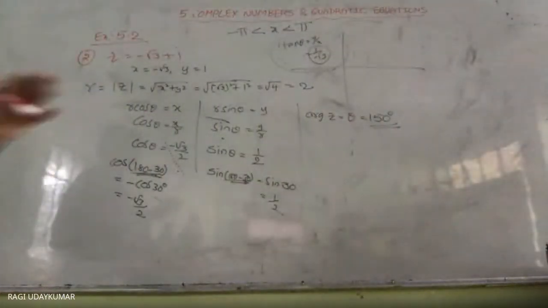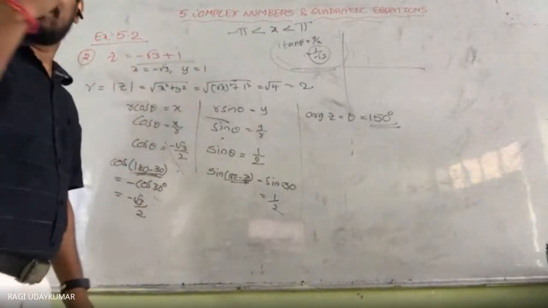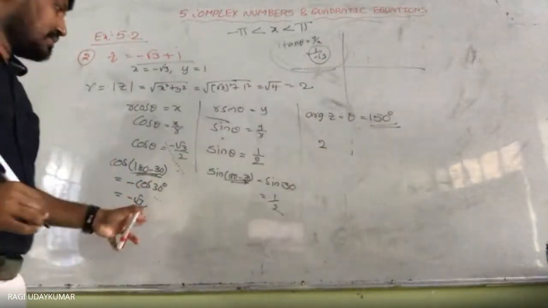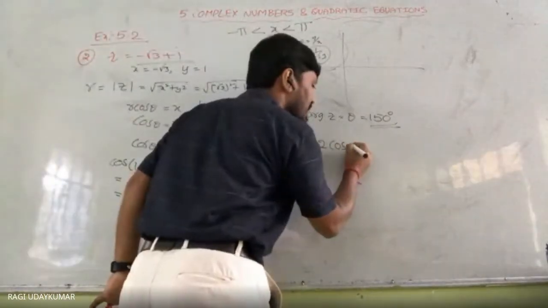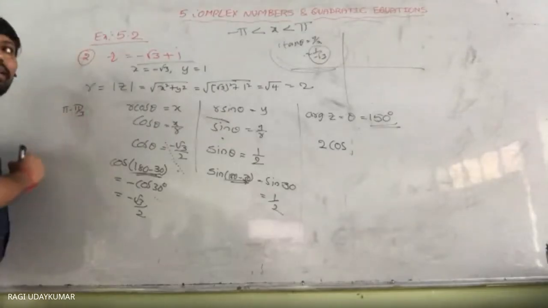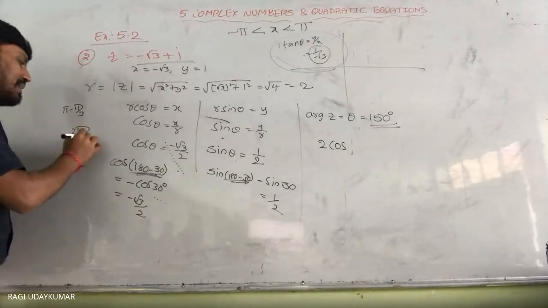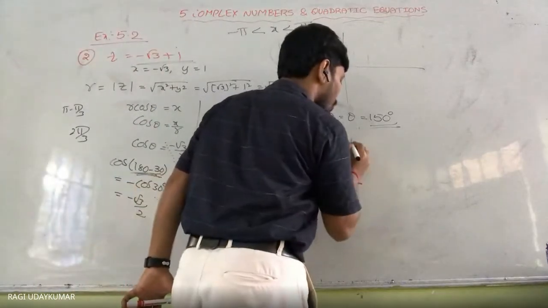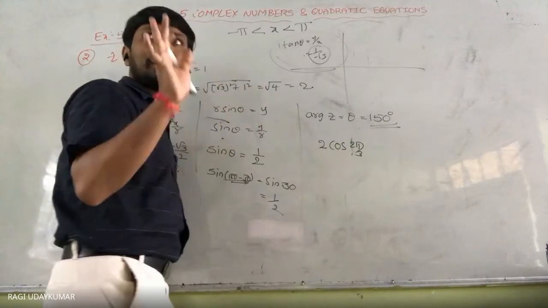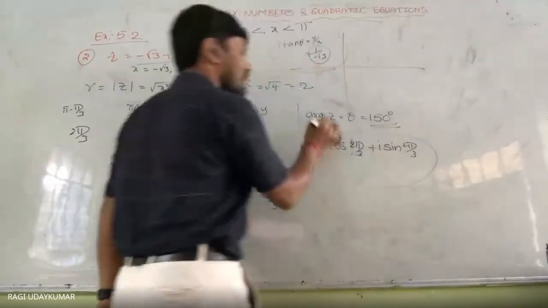Now what is the polar form of this number? What do we have to write? r cos theta. What is r? 2. What is cos theta? Cos 150 degrees. 150 degrees can be written as pi minus pi by 3, which is 2 pi by 3. So cos 2 pi by 3, or 150 degrees also you can write, into sin 2 pi by 3. So this is the polar form of the given number.